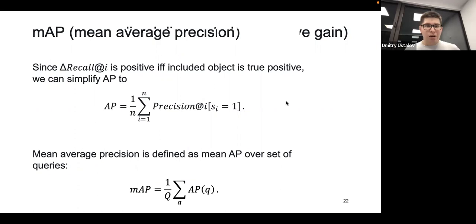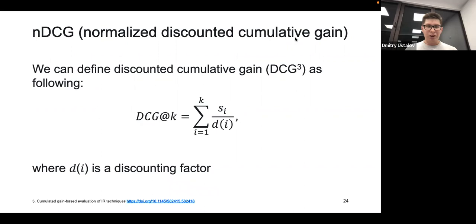So people started to invent something more and more sophisticated. And one of the things that offers this sophistication is what's called normalized discounted cumulative gain. Unfortunately, on my screen, I still see mean average precision. Okay, I see it now.